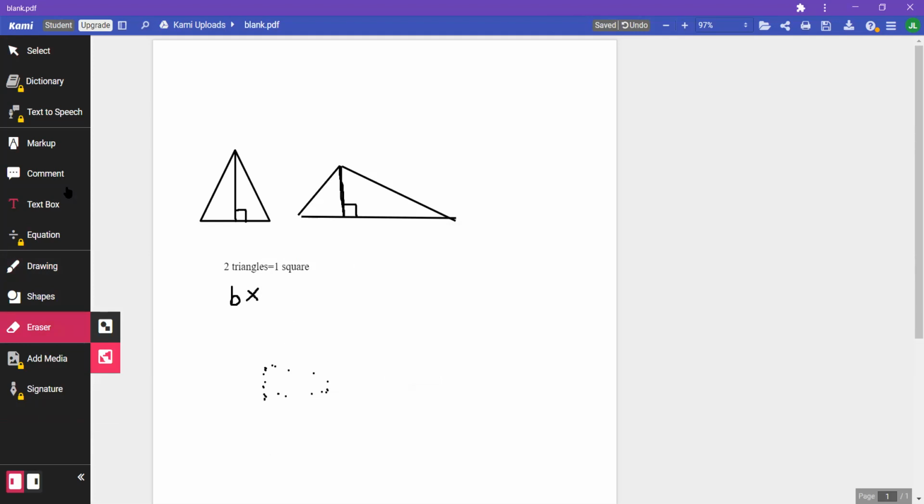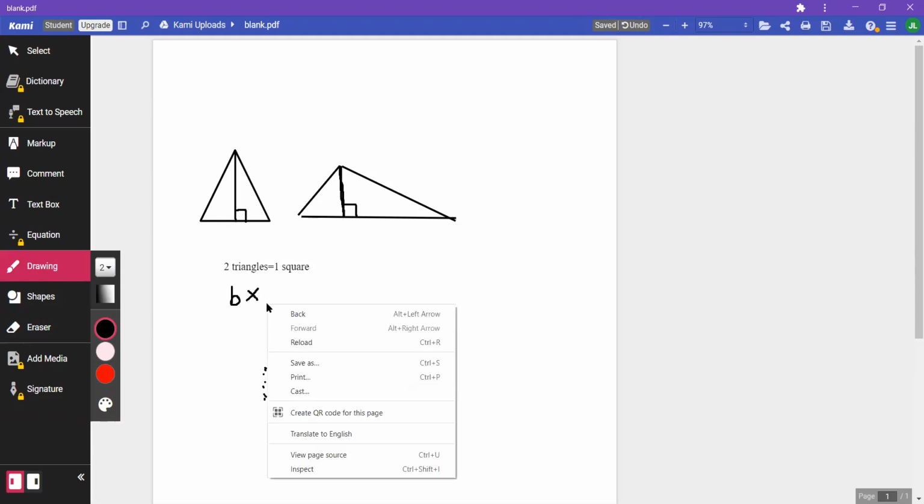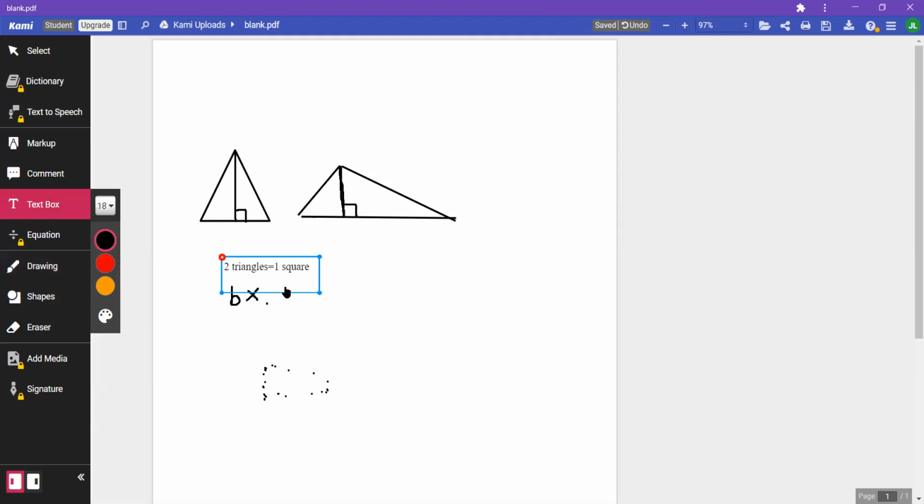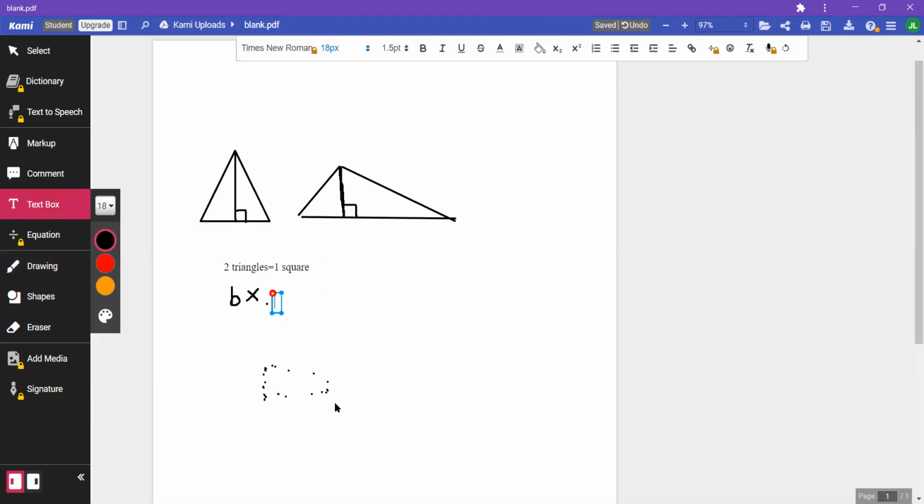So let's come back. Multiply by what? Of course, the height. I'm just going to write H. And after that, you divide by 2. So now you get the area.